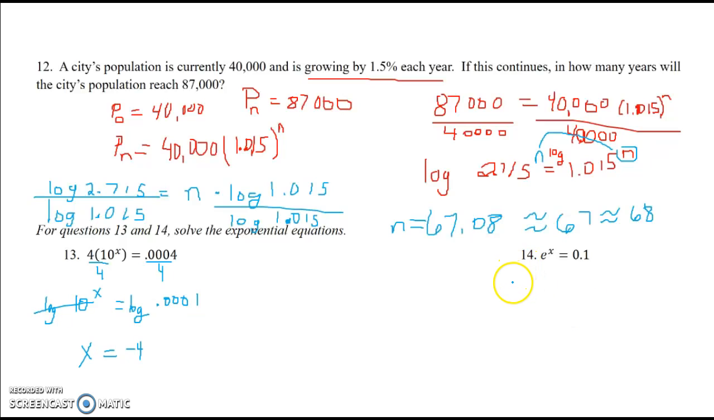This one's going to be even simpler. All I'm going to do is take the natural log of both sides. ln e cancels each other out, so I'm left with x, and that's equal to the natural log of 0.1, that's -2.30259.